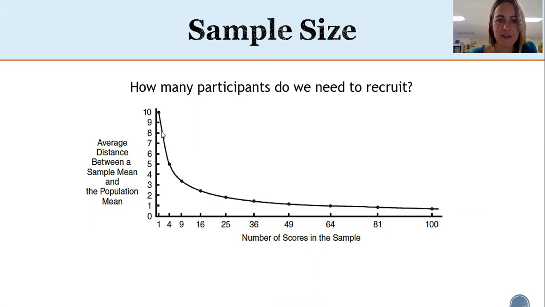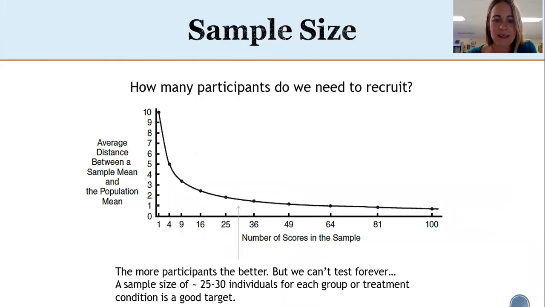So you can see that if we just had a few people, it's more likely that our answers will be further away from the truth. And as we have more people, our answer will get more closely aligned with what that true population mean is, but with diminishing returns. This isn't a diagonal slope. There's a bit of a logarithmic thing going on here. So the more participants, the better, but we can't test forever. A sample size of about 25 to 30 participants for every group or condition that you're testing is a good rule of thumb.